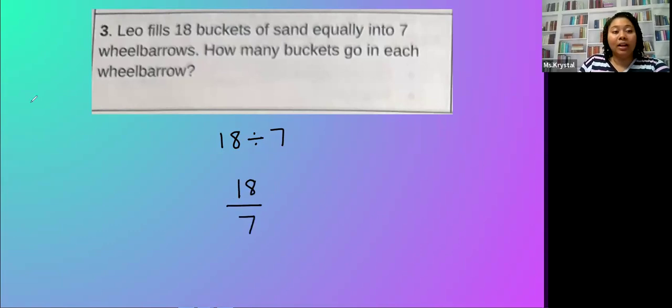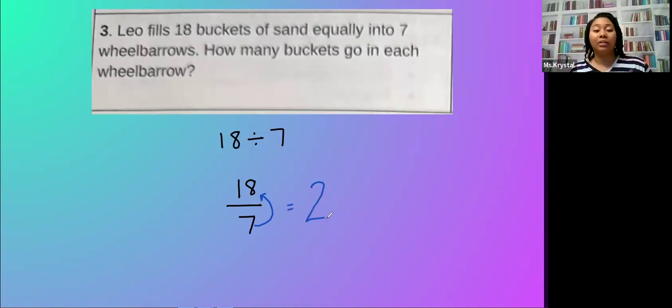Now it's time for us to turn this into a mixed number because this is an improper fraction: big number on top, small number at the bottom. So we say to ourselves, how many times does 7 go into 18? 7 times 1 is 7. 7 times 2 is 14. 7 times 3 is 21, too big. So we can go all the way to 2 this time.